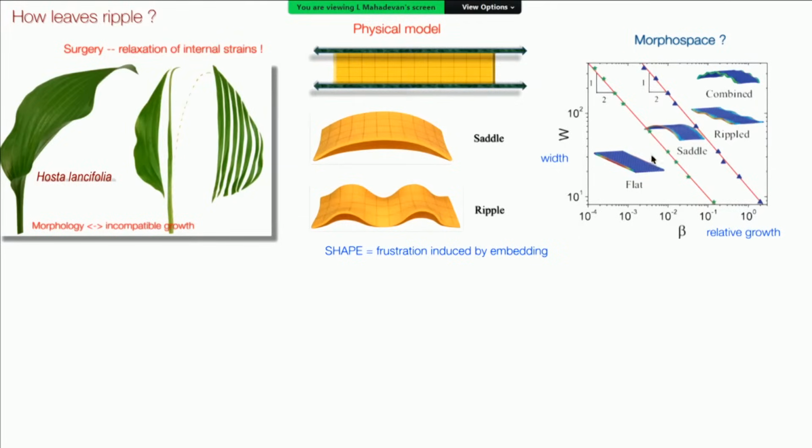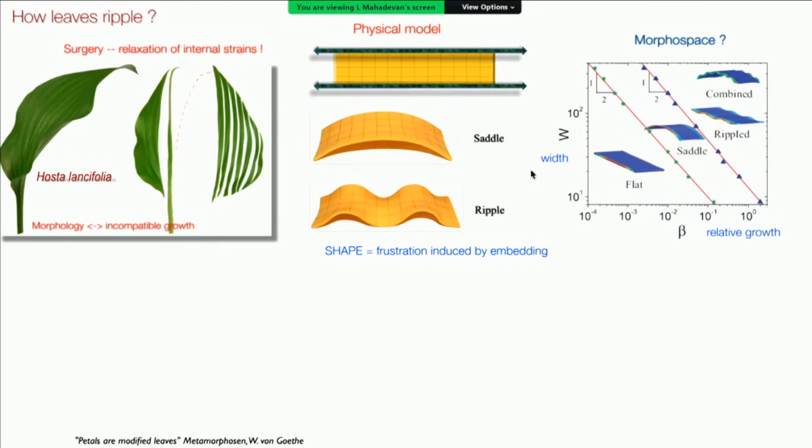So if the edge is not growing at all, it's fairly flat. If the edge is growing a lot, it becomes rippled, and in between, you essentially get these saddle-like shapes, exactly like what I've shown over here. And these lines correspond to calculations that associate with the framework that takes these verbal descriptions and converts them to a tiny bit of mathematics.